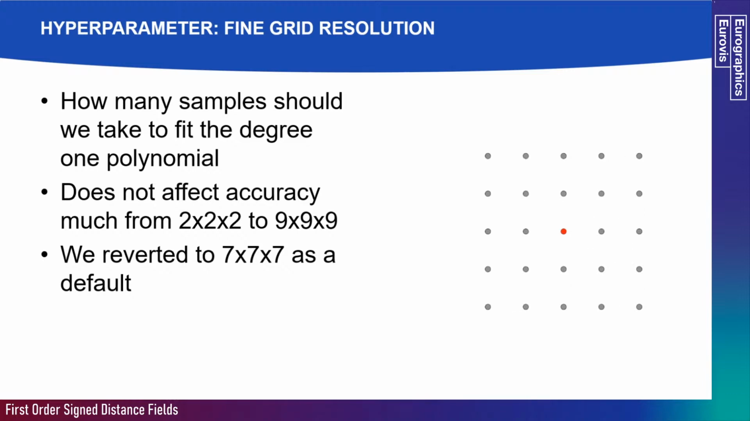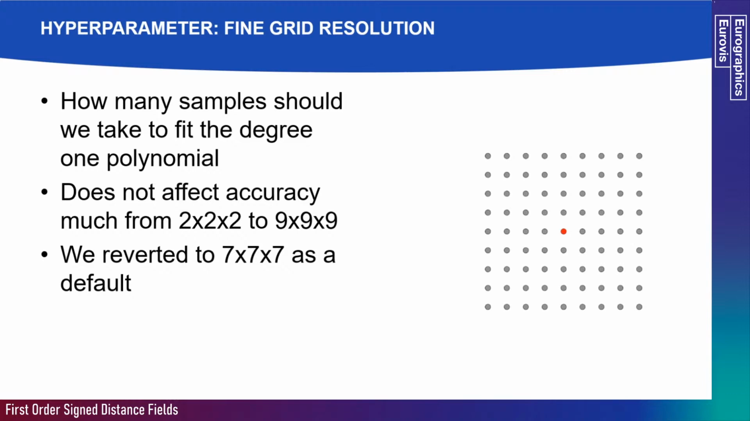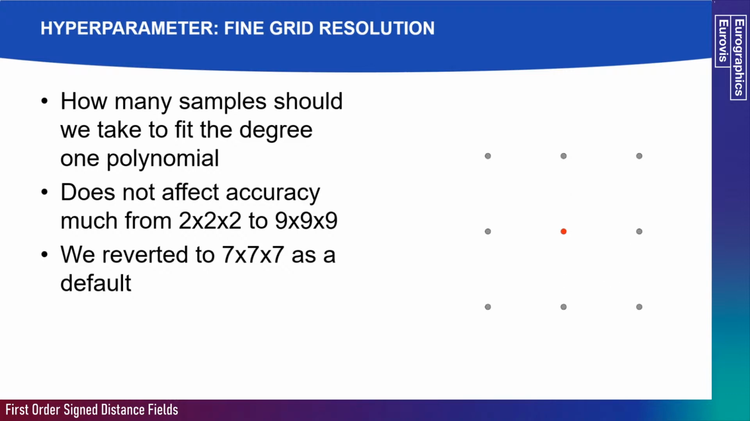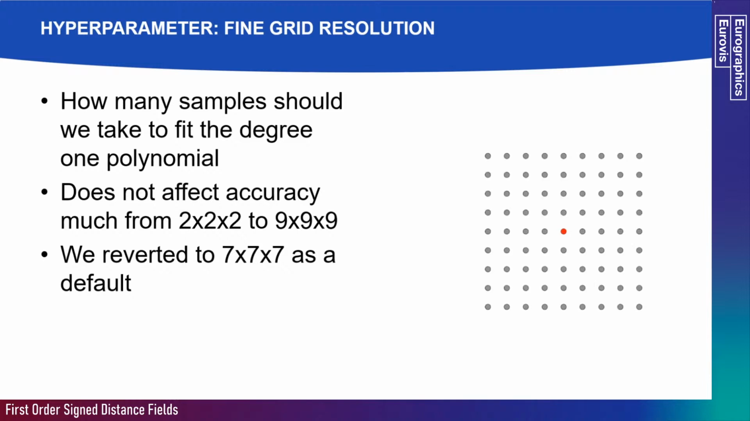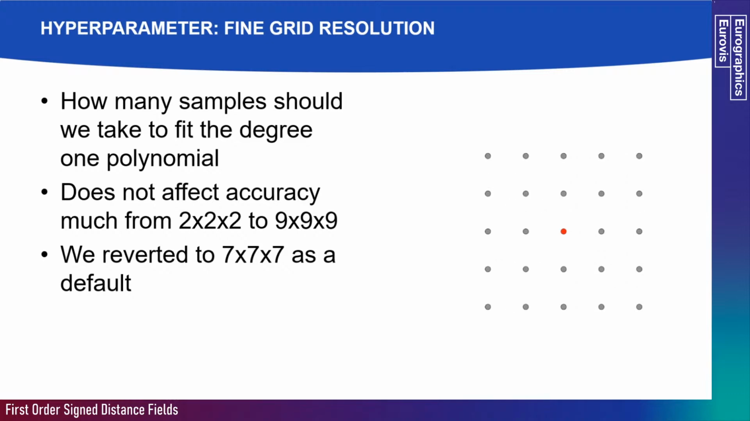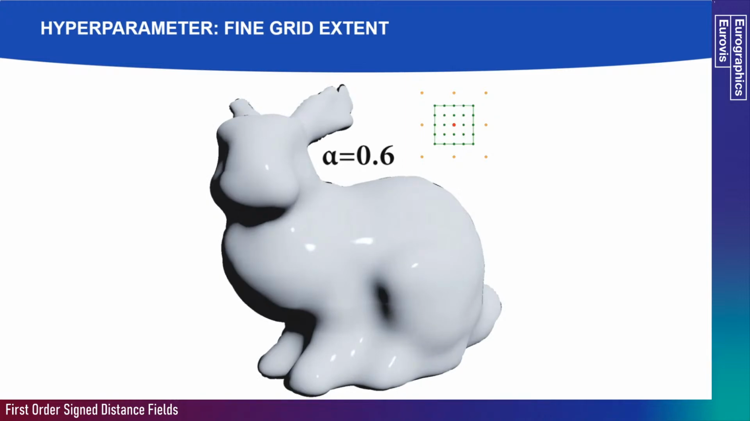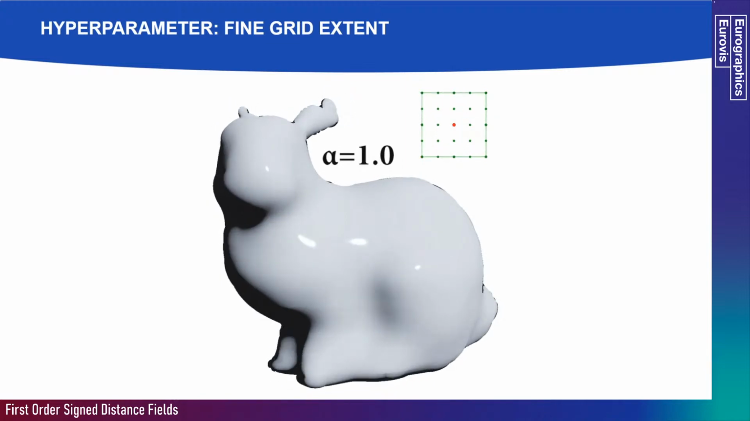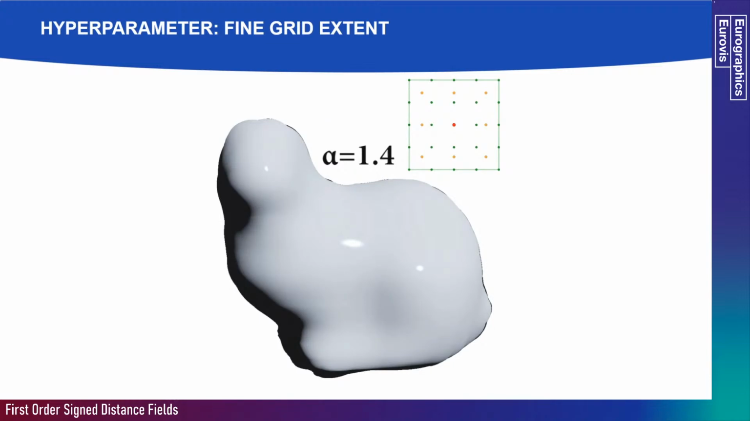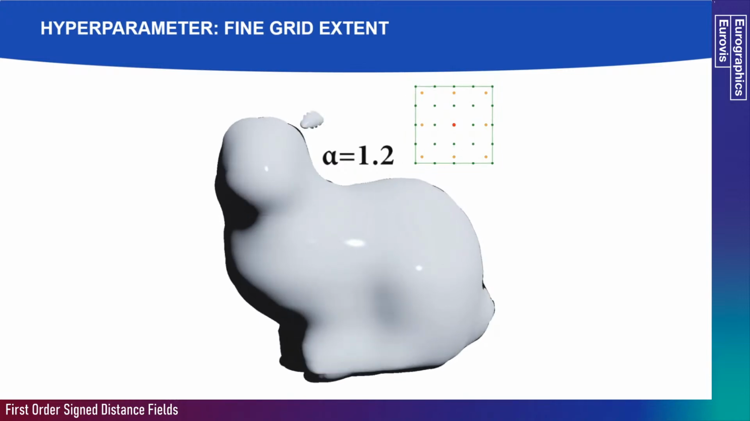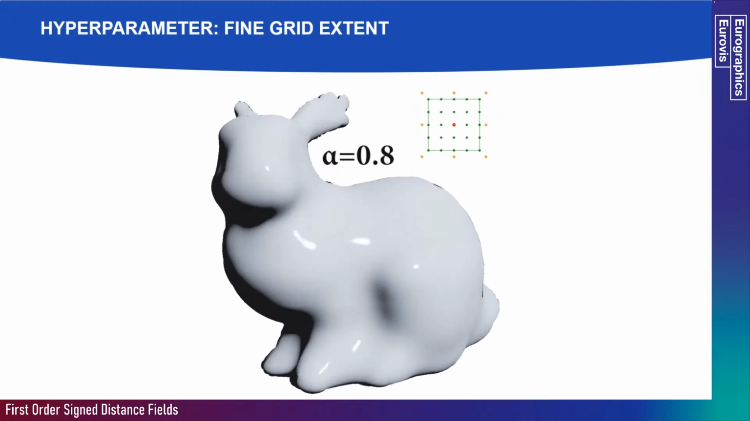The first we have studied was the resolution of the per-sample fine grid, illustrated by the gray grid points on the right. We have found that the fine grid resolution has a very mild effect on the accuracy of the resulting fit linear polynomial. As a go-to, we went with 7x7x7 fine grids. The extent of the fine grid, however, is a much more impactful parameter of the construction. Essentially, it determines the locality of the approximation. From another perspective, it can be thought of as a level of detail control.